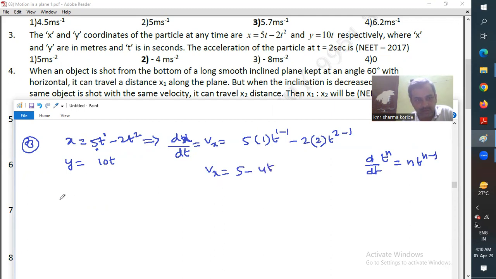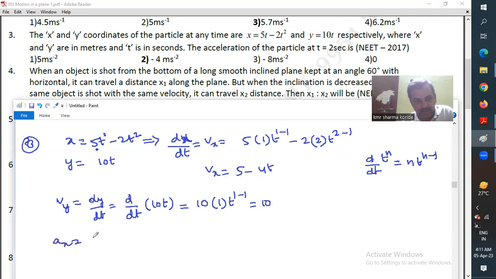Similarly, try to get vy. To get vy, make it dy by dt, so d by dt of 10t. Once again, the differentiation of t is 1. This can also be written as n, 1 into t to the power of 1 minus 1. So this will be 10 only. Now to get acceleration, we need to go for further differentiation.